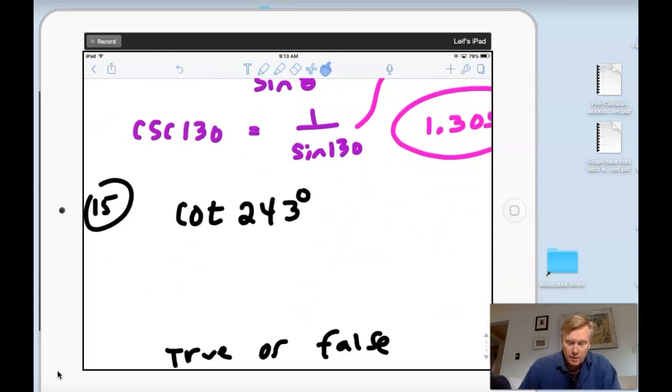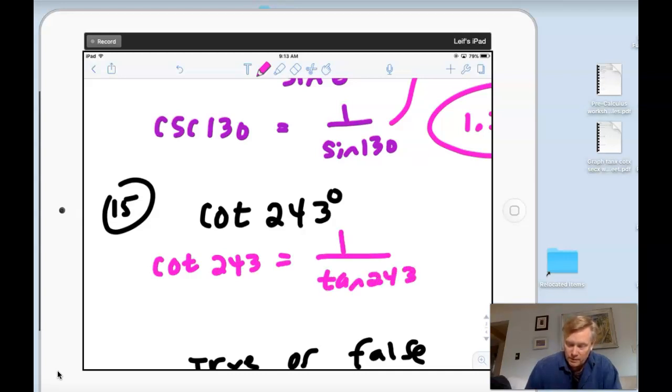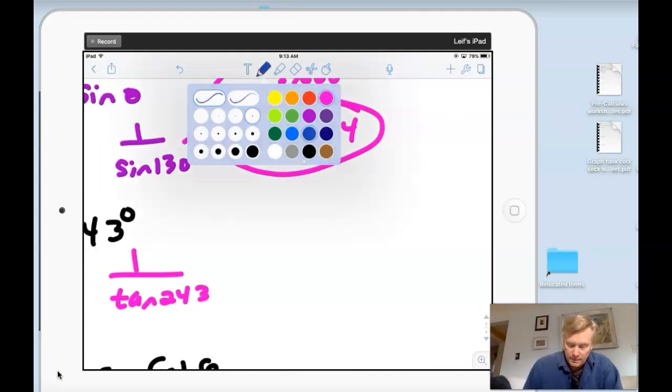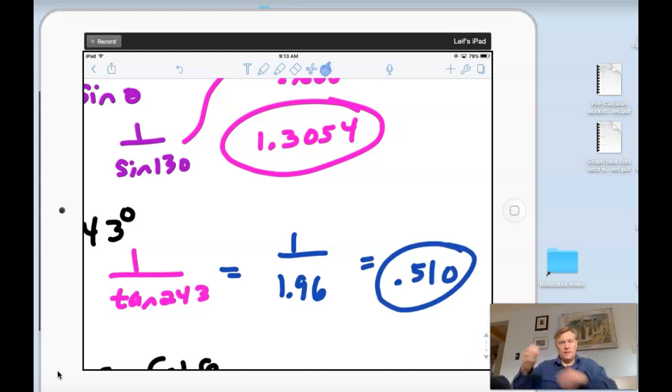Next one, cotangent of 243. Same idea, okay? Cotangent of 243 is 1 over the tangent of 243, which means if I take the tangent of 243 in my calculator, I will get 1.96. Okay, and if I go 1 over that, I get 0.51, approximately 0.510. And there's my answer, okay?